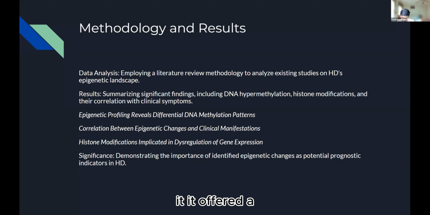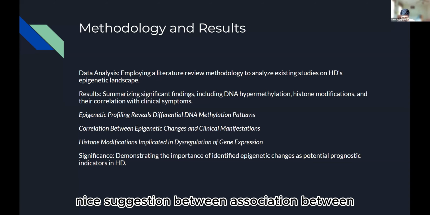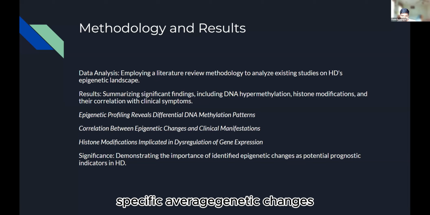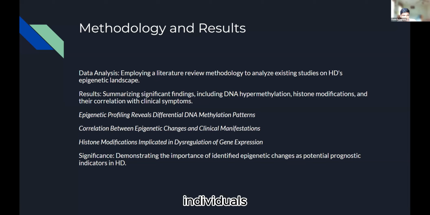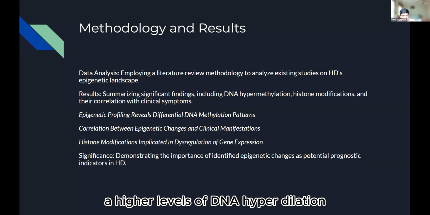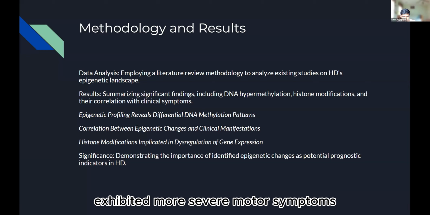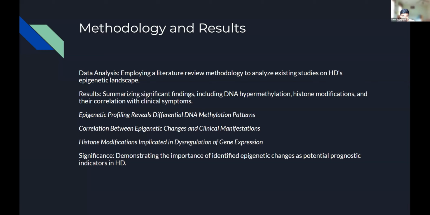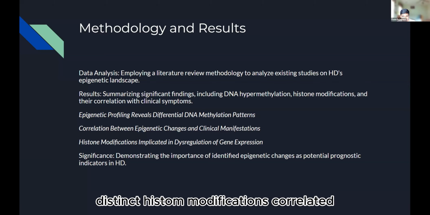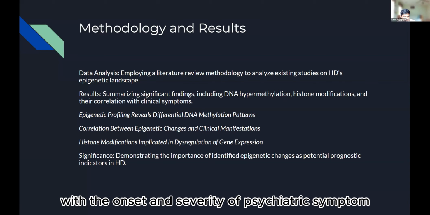It offered a notable association between specific epigenetic changes and clinical manifestations of HD. Individuals with higher levels of DNA hypermethylation in specific gene regions exhibited more severe motor symptoms and cognitive decline. Distinct histone modifications correlated with the onset and severity of psychiatric symptoms.